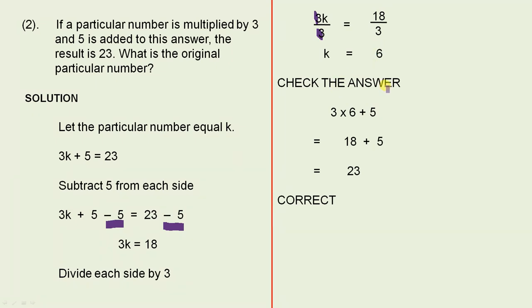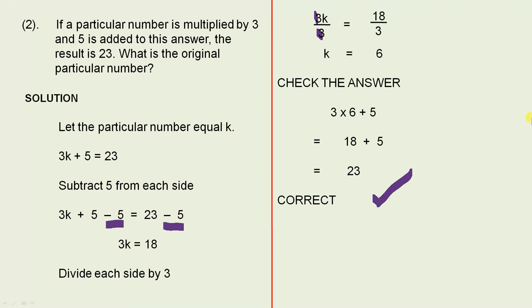Check the answer. So we substitute 6 for k. 3 times 6 plus 5, which is 18 plus 5, which is 23. So the answer is correct. So we have solved the problem.